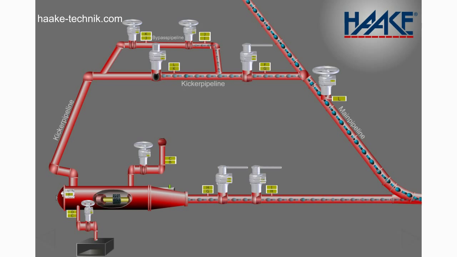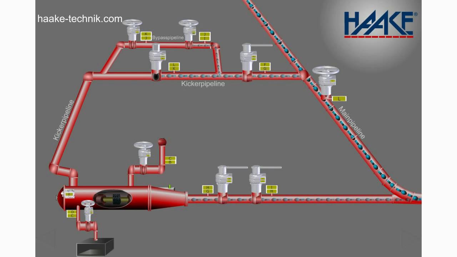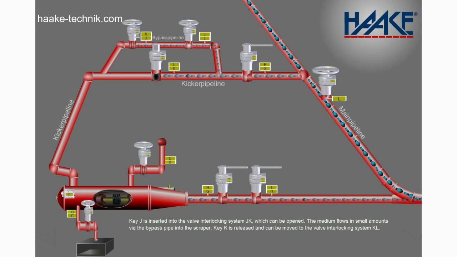The medium fills the pig launcher. Key I is released and can be moved to the valve interlocking system IJ. Key I is inserted into the valve interlocking system IJ and the valve is opened. Key J is released and can be moved to the valve interlocking system JK.